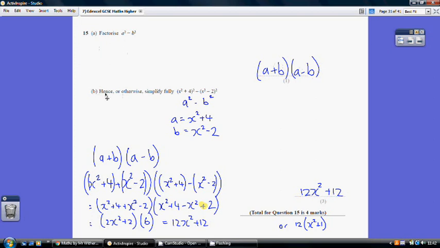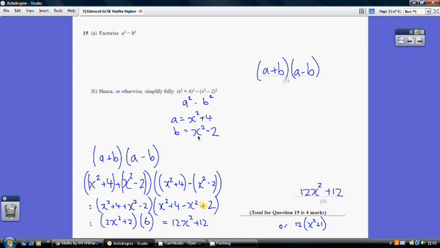Now for part B, we very much do need to follow up the hence. It's much simpler if we just appreciate that this is just a version of part A. So our first term being squared, our A if you like, is x squared plus 4, and then we're taking away something being squared, so our B is x squared minus 2. So our A is x squared plus 4 and our B is x squared minus 2.